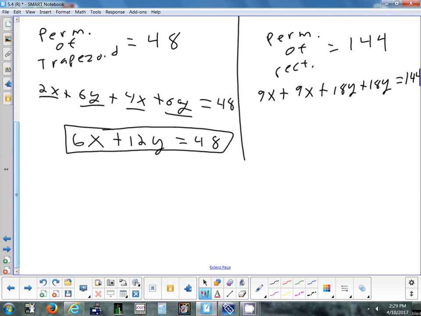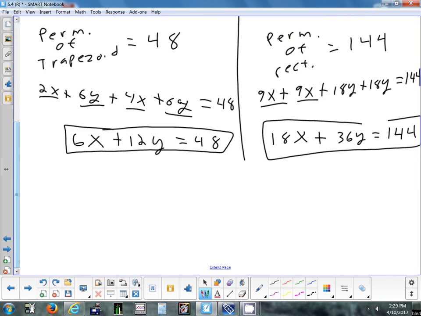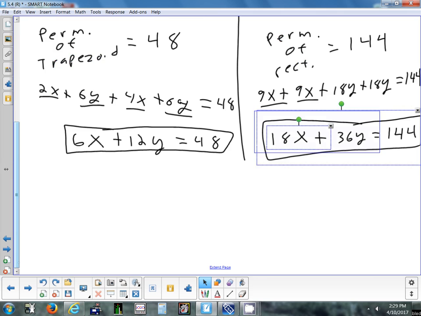Yeah. Now let's look at this one. What's 9x and 9x? 18x. What's 18y plus another 18y? Good, 36y. And that equals what? 144.